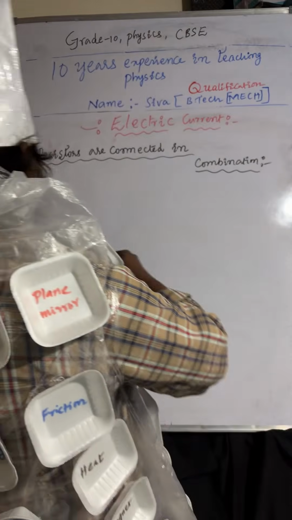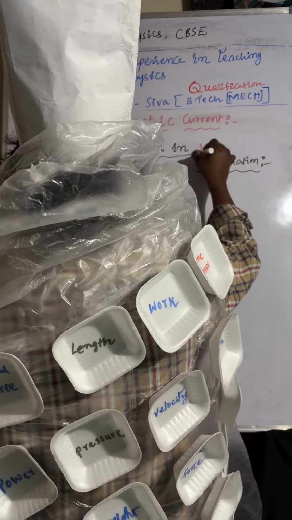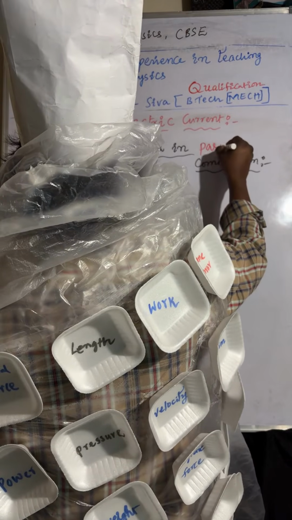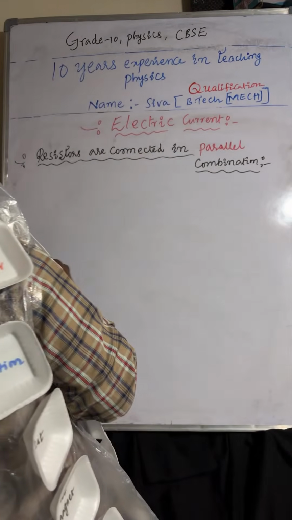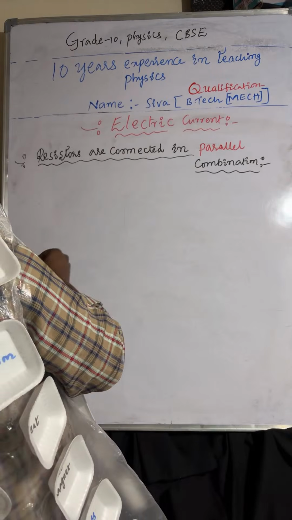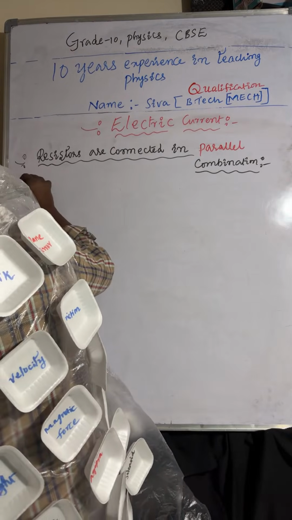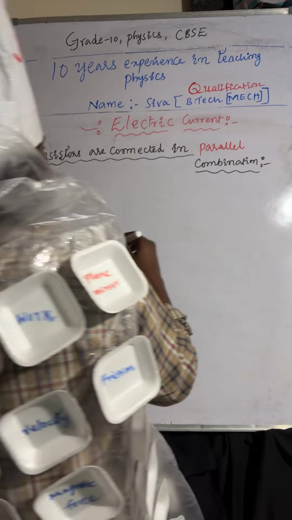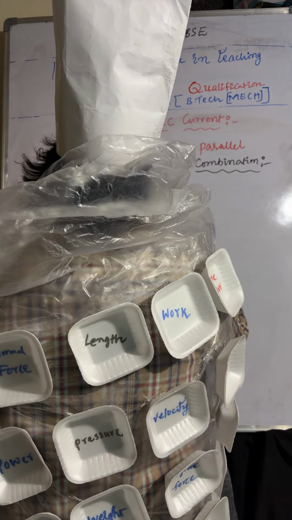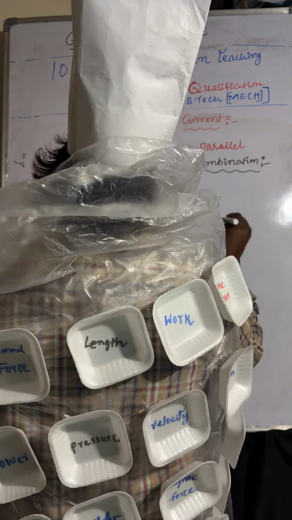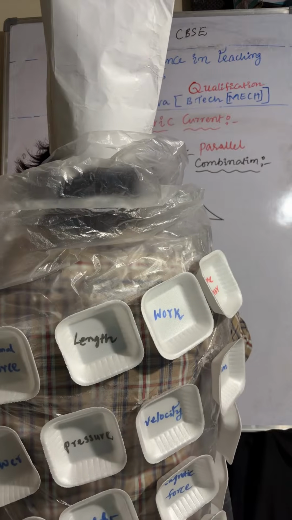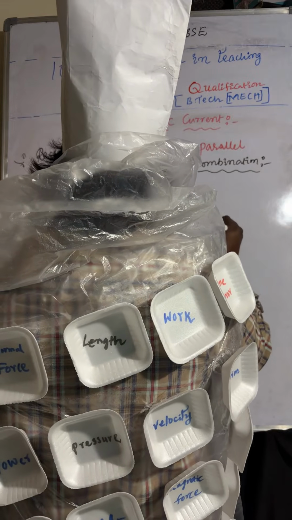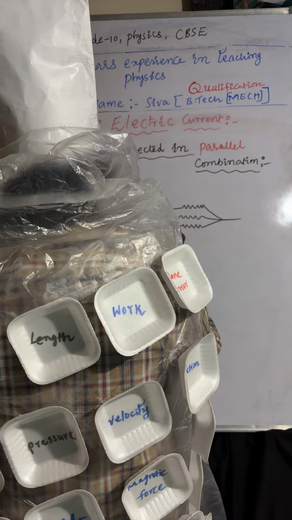Parallel combination. Resistors are connected in parallel combination. So now we can observe. I'm taking 1, 1, 1, 1. Next 2, 2, 2. Next 3, 3, 3. That I'm connecting here.